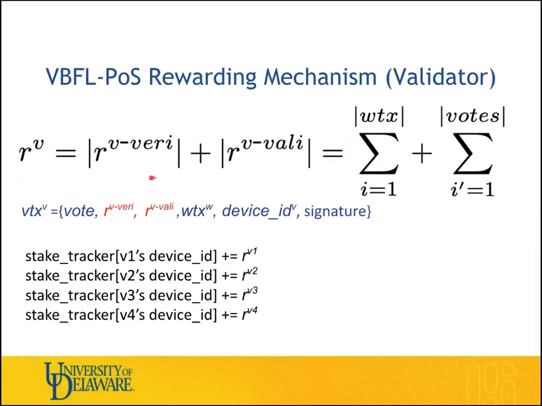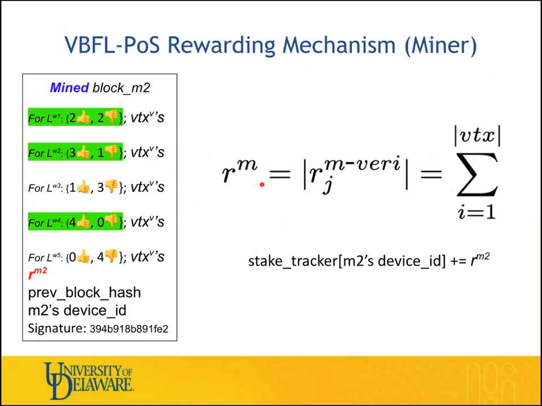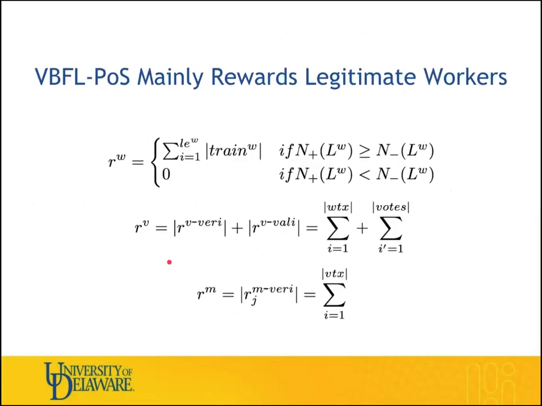For validators, their expected rewards will just be granted as long as they are recorded in the block. And same thing for miners, RM. Notice here, we only reward the winning miner, because it is the only miner reward recorded in the block.